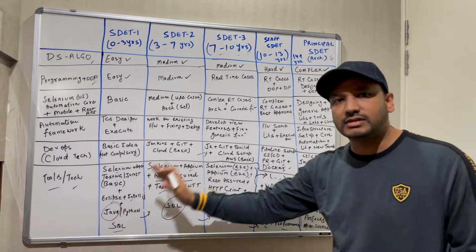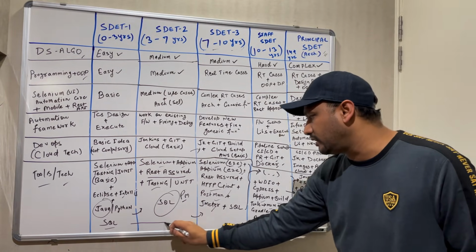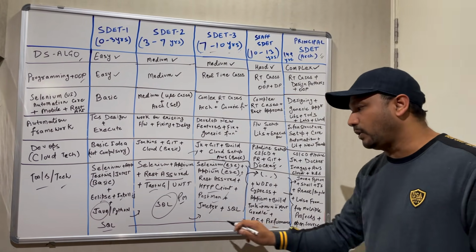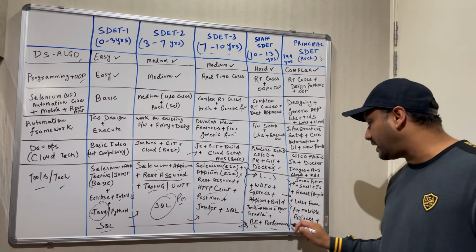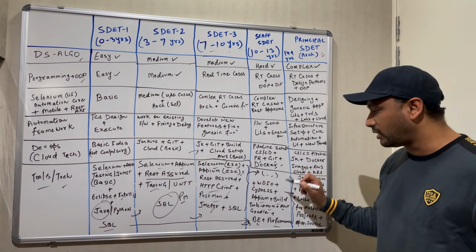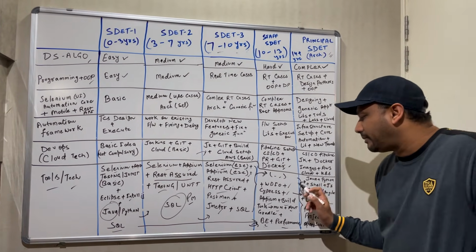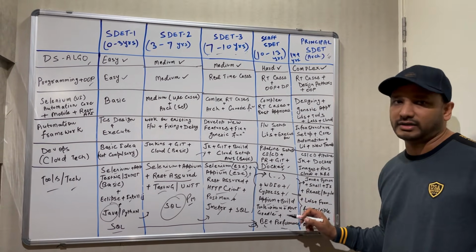But yeah, you have to start from somewhere, and it's a long journey. You can see the journey from here to here. So you have to prepare accordingly to reach the staff level and the principal SDET level, guys. A lot of things you have to add. Like I know Cypress, I know WebDriver IO, APM, build automation tools and everything.